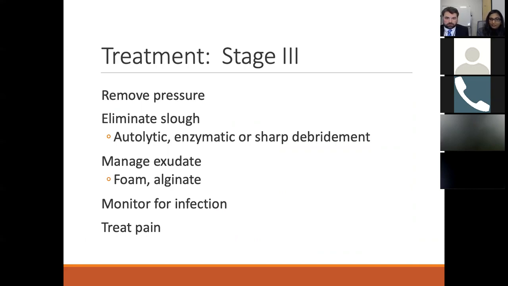Eliminate the slough. On the wound, if you have a lot of necrotic debris and slough, try to do some debridement, enzymatic or autolytic or sharp debridement, depending on what's available, either by a surgeon or, if you guys have wound care, to be able to clean that area, manage the exudate, and then monitor for infection, and then treat the pain. We're going to talk a little bit more as we get deeper into the stages. It's when you have higher risk of getting infection.